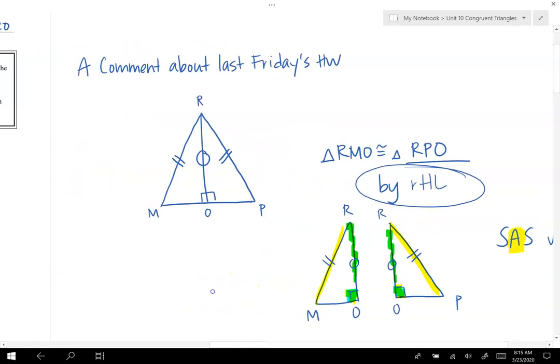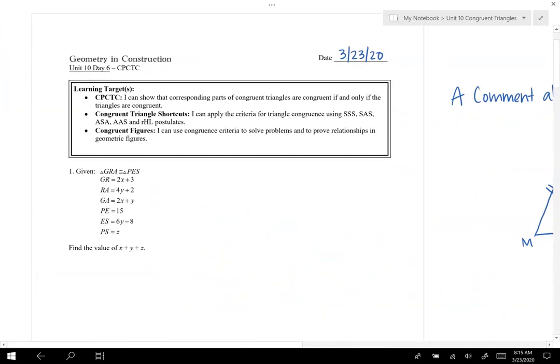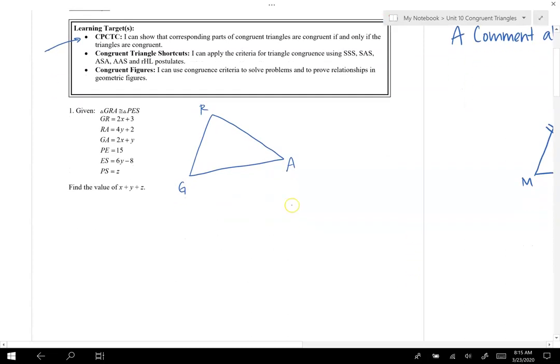Okay, so now we're going to our lesson. Here we are on CPCTC. It's kind of funny. It's just a shortened version instead of writing stuff out. I can show that the corresponding parts of congruent triangles are congruent if and only if the triangles are congruent. It's a lot of words, but we'll get to that after we do our warm-up. And so I've got two congruent triangles, GRA, and I drew that really big, so maybe I will just write it over here, PES, and I'm going to label all my sides, and I want you to do the same on your paper.